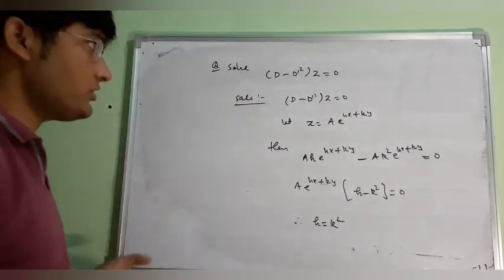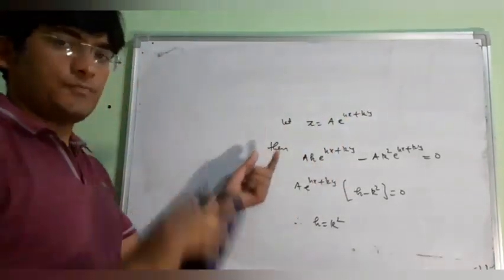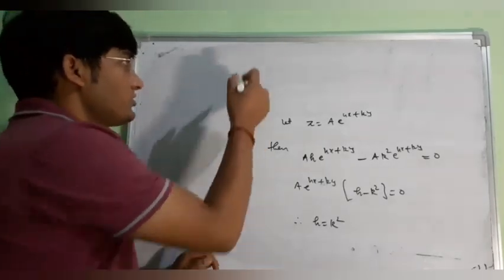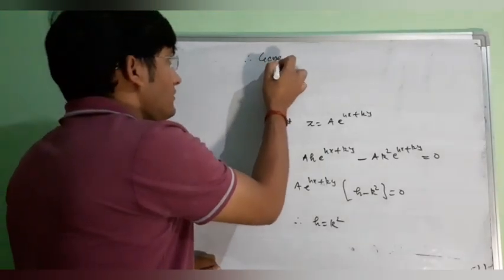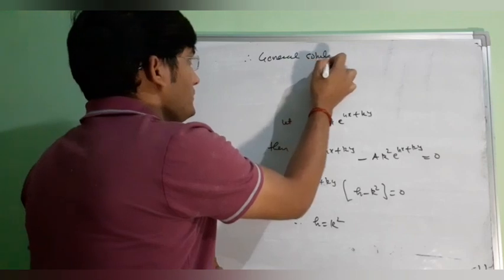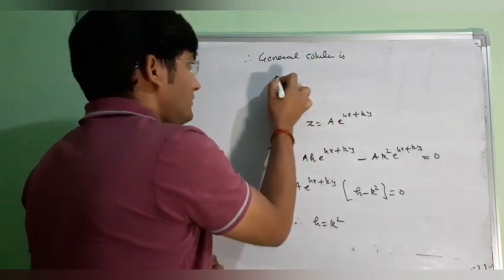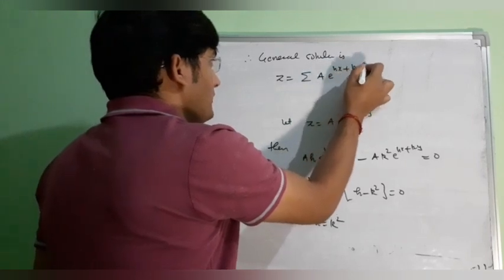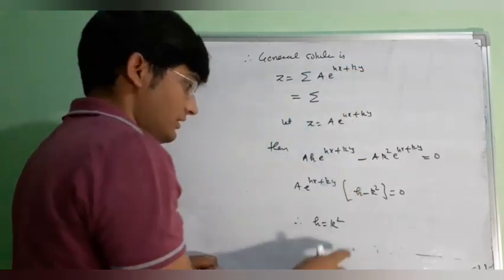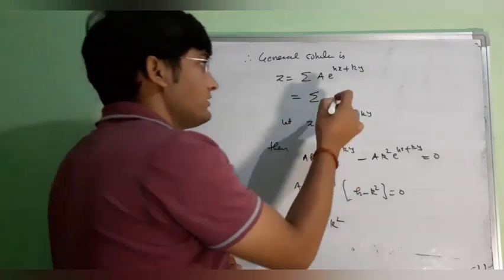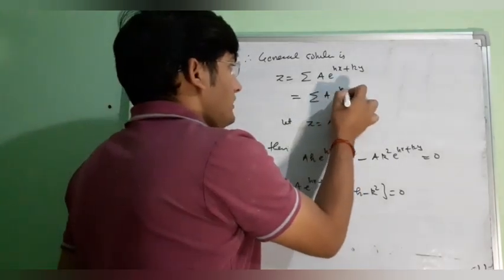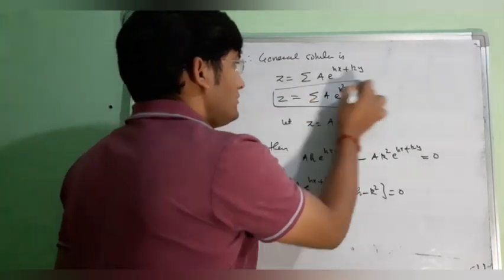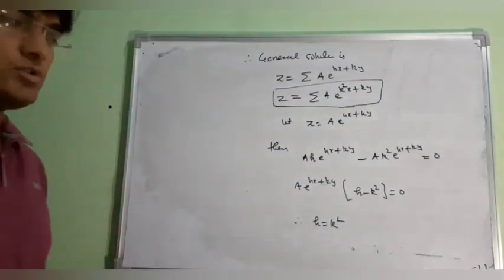Now the most general solution: this was a single trial solution. So our most general solution will be the summation of a e to the power hx plus ky. Now as our h is in terms of k, we can write it as e to the power k square x plus ky. This will be the most general solution of this partial differential equation.